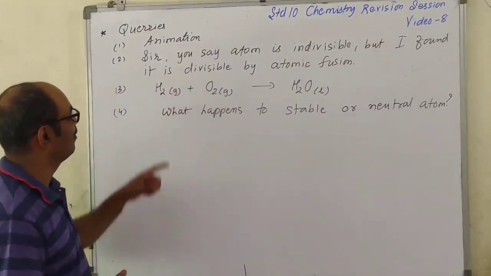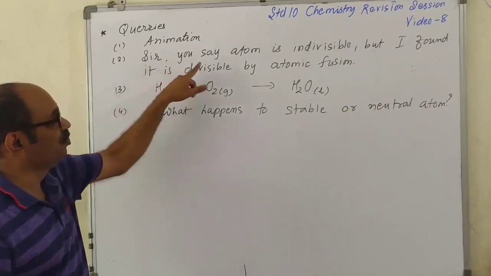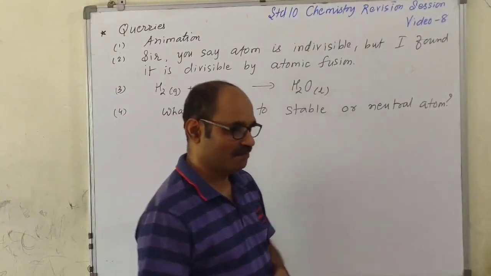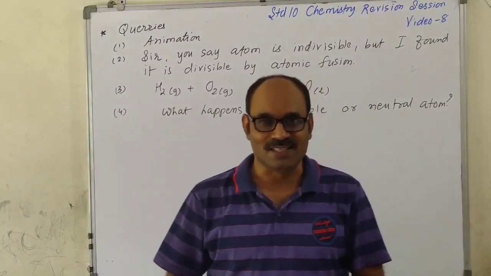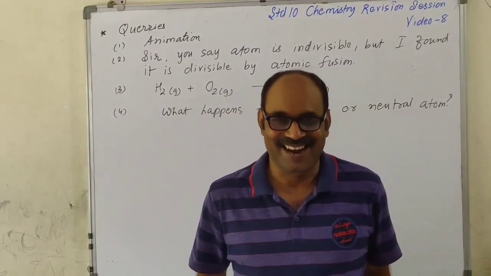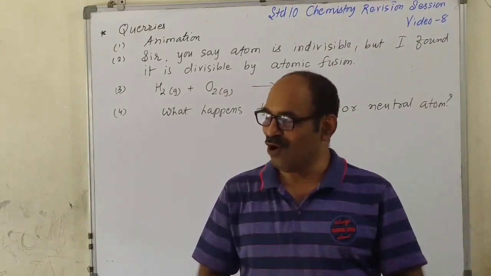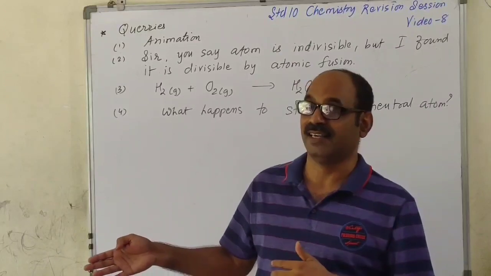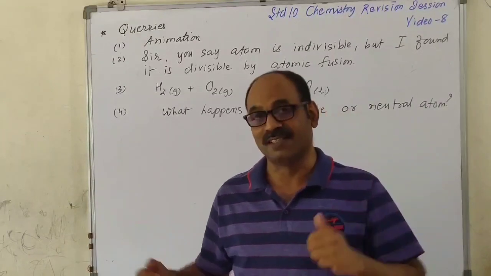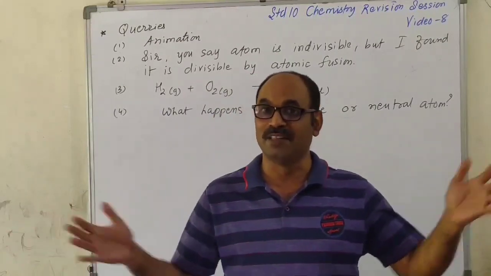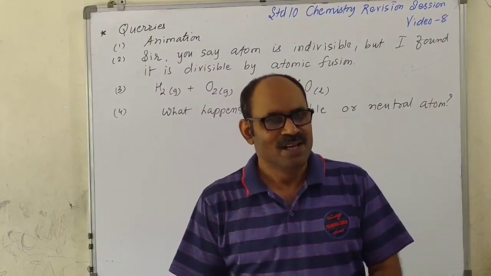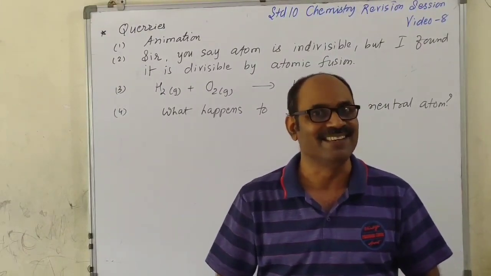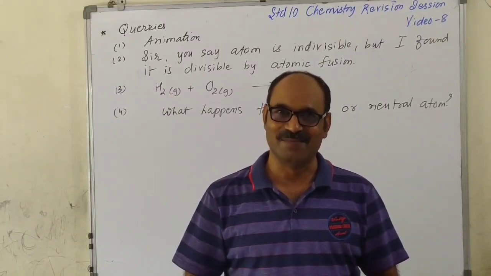Now a few questions from the children. One of the children said, sir, you say atom is indivisible, but I found it is divisible by atomic fusion. Well, I only said what the science said, right? In 450 BC, Democritus said that atom is indivisible. Then for 2500 years, till J.J. Thomson performed his experiment, atom was considered indivisible. And all the people during this period accepted that atom is indivisible. It is only after the beginning of the 19th century, that is 1803 or 1806 AD, that it was accepted that atom is divisible. Correct?